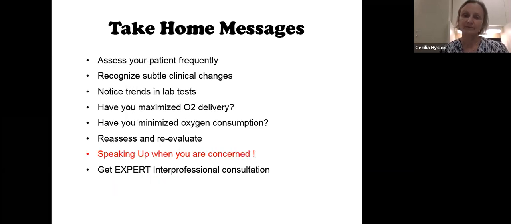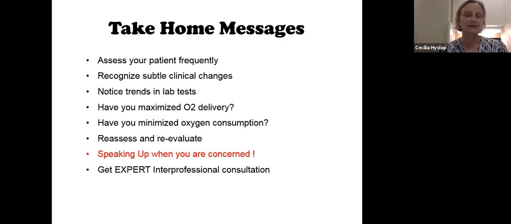So really the take-home message of this session is assess your patient frequently. Recognize even the most subtle signs of clinical change. And when the parent says something about what they see that they don't think is normal, take it back to the physician and tell them about it. And they can have further investigation. Notice trends in lab results. So take a test, look at it, compare it to previous.